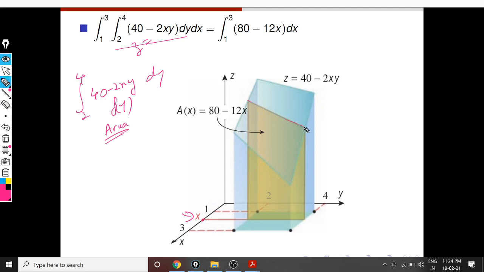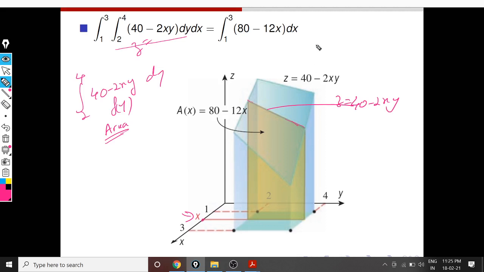The area between this line segment and this line segment. That means this integral gives the area of this yellow region. You got it? Because when x is a constant, 40 minus 2xy is this one. This is 40 minus 2xy. This graph is z equals 40 minus 2xy, isn't it? Treating x as a constant gives this line segment along this surface. So the integration gives the area between this line segment and, instead of the x-axis, this line segment parallel to the y-axis.